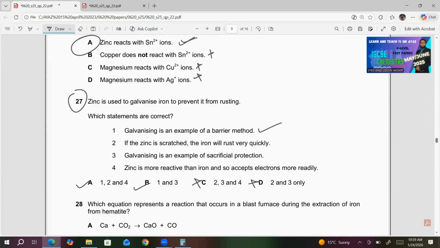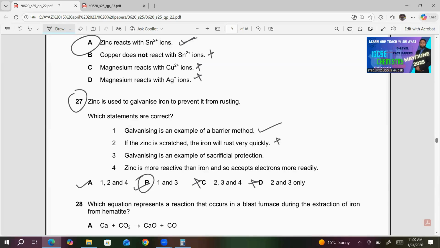Now let's read the other statements also, so that we have the final choice. Number two, if the zinc is scratched, the iron will rust very quickly. No, it will not rust quickly. The reason is that then zinc will provide sacrificial protection. That is, it will react or corrode in preference to iron. So two is incorrect. So B seems to be the correct answer.